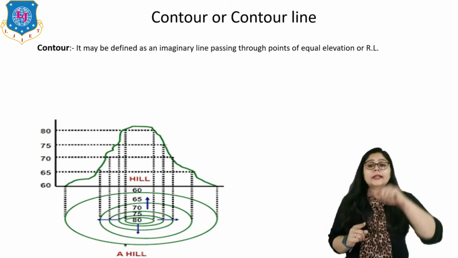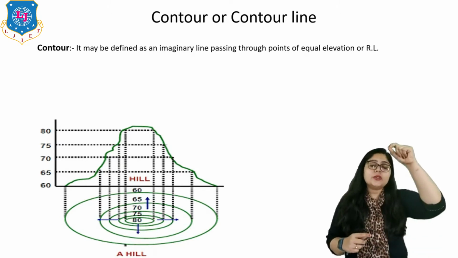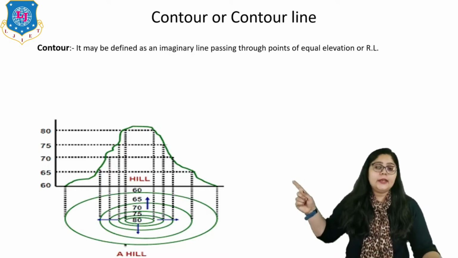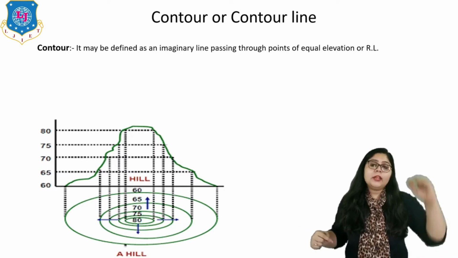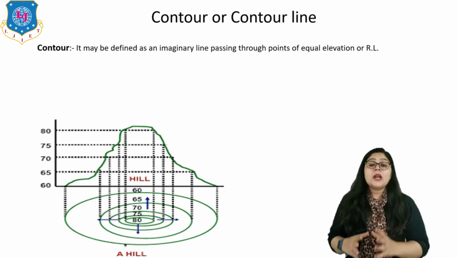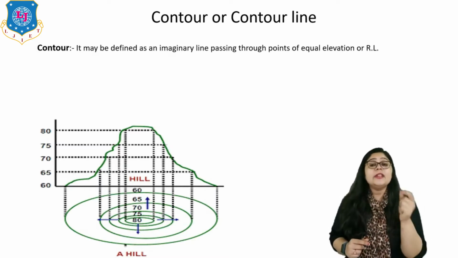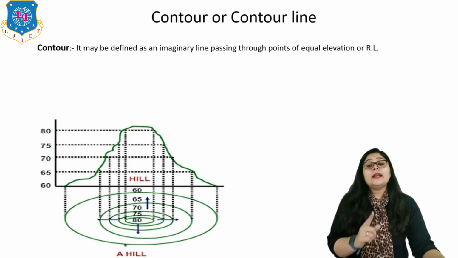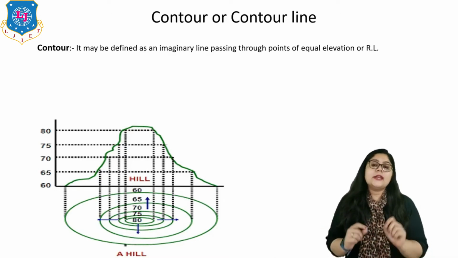It means a hilly area. Here, as you know, in the hilly area, the topmost point has the maximum elevation. Here it is 80. Then it falls to 75, 70, 65 and 60 when you come to the foot of the hill. Now, when I join the points having the same elevation, that is clearly shown over here, that line is known as the contour line, and that overall map is known as the contour map.